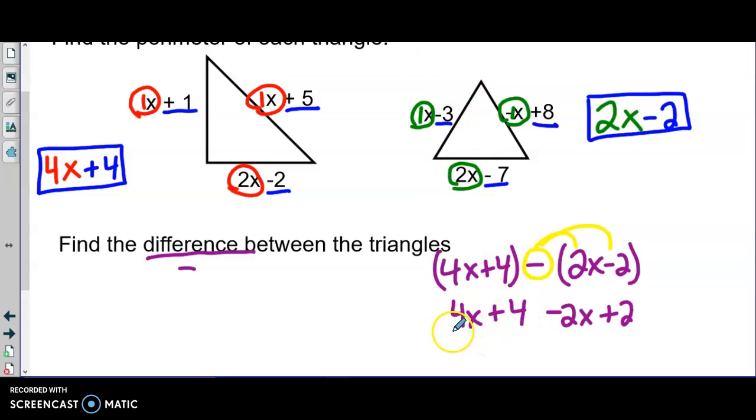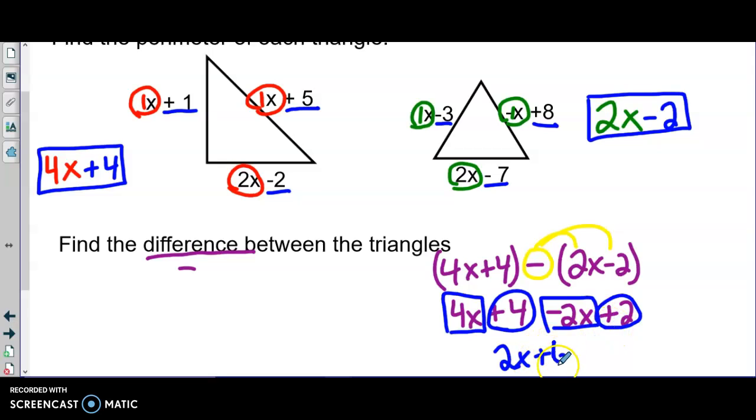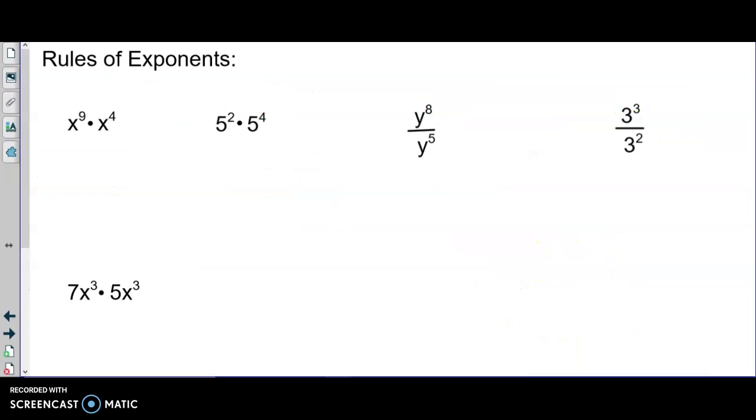And now I'm going to combine like terms. 4x minus 2x is 2x. And 4 plus 2 is 6. And since it's a positive 6, I put a plus sign there. That is our final answer for the difference.